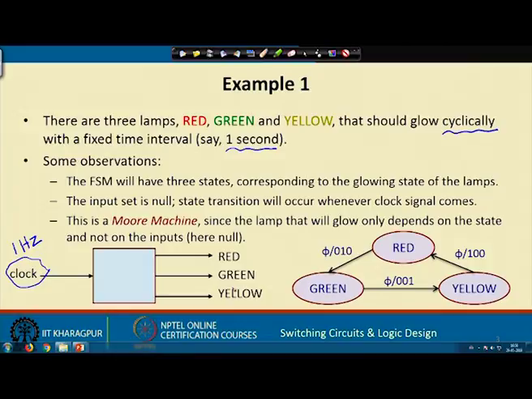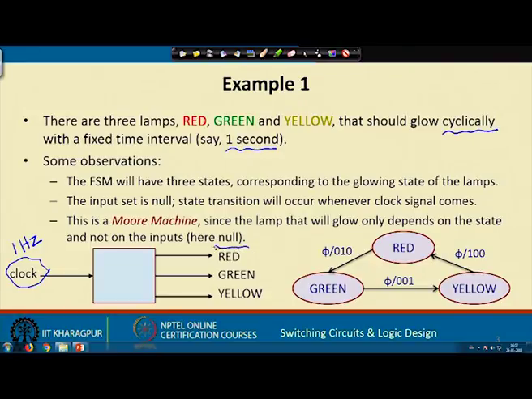Now, the first thing is how to represent this problem in the form of a finite state machine. Let us define the states. There will be 3 states corresponding to the 3 lamps that are glowing, red, yellow and green. The arrows will indicate state transitions: red to green, green to yellow and yellow to red.